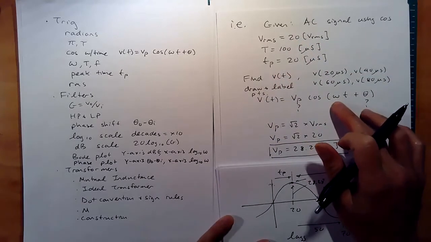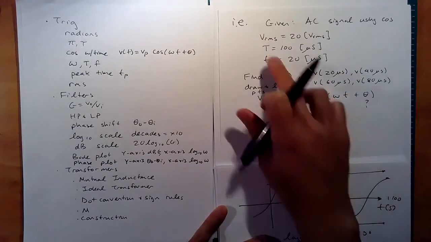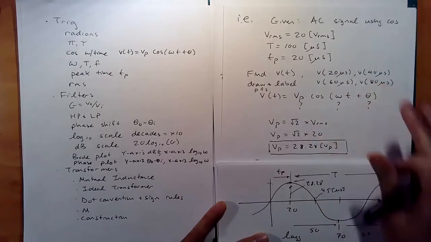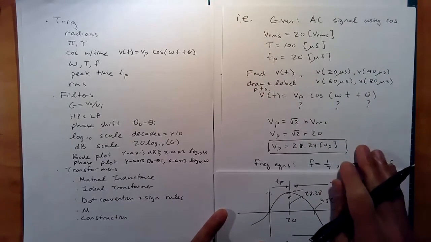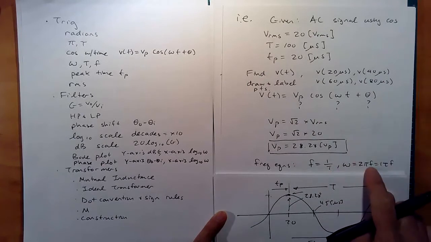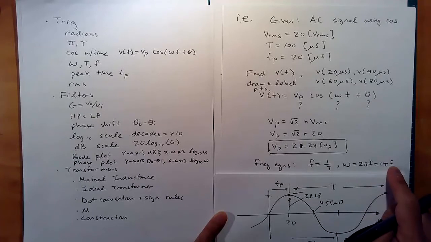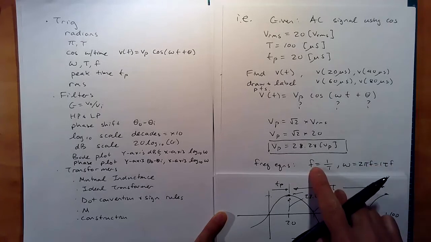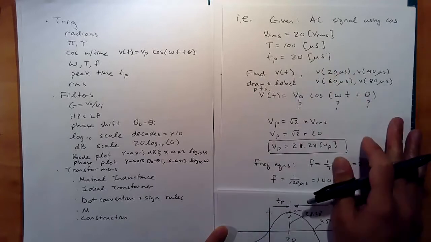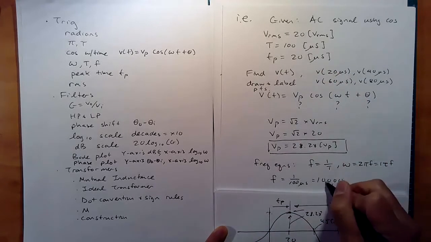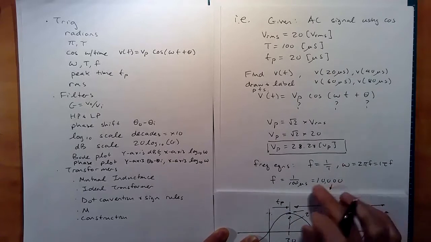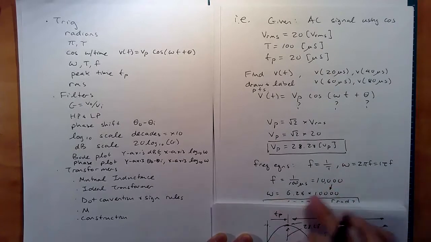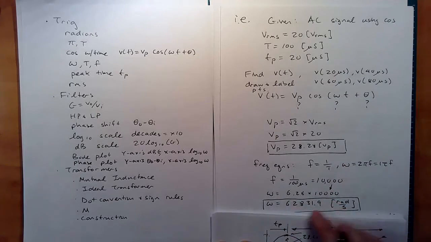Okay, what about the angular frequency? Well, like we said, if we know one, you get the other for free. So we can just use our equations here. We know that the frequency is the inverse of the period, and the frequency and the angular frequency are related by 2 pi f, or 1 tau f. And 1 tau is 6.28, 2 pi is 6.28, same thing. So then f is just 1 over 100 microseconds, that's 10,000. And if I want to get omega, I just multiply this by 6.28, so omega is 62,831.9 to be exact, in radians per second.